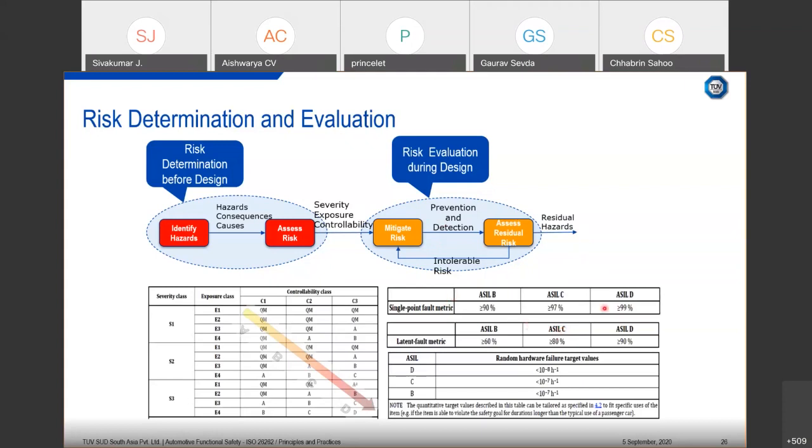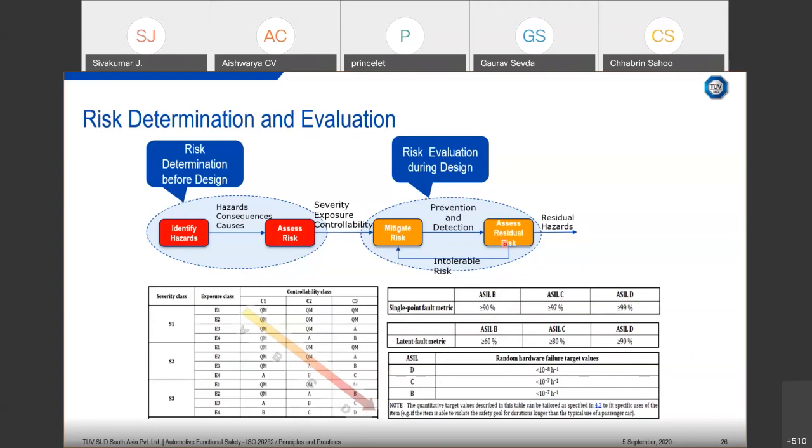There are targets given in the standard for the single point fault metric, latent fault metric, and also the random hardware failure target. So when you reach a certain level here, you come here and see whether you are reaching the target given for the various ASIL levels. You can see ASIL B, C, D. Similarly here, B, C, D. ASIL A does not have any kind of metric target. It only requires that the techniques and methods need to be followed. Apart from that, there is no specific target available for ASIL A.